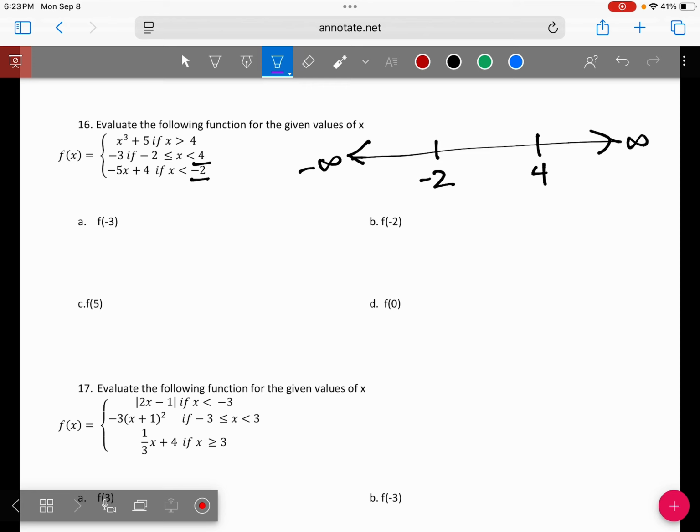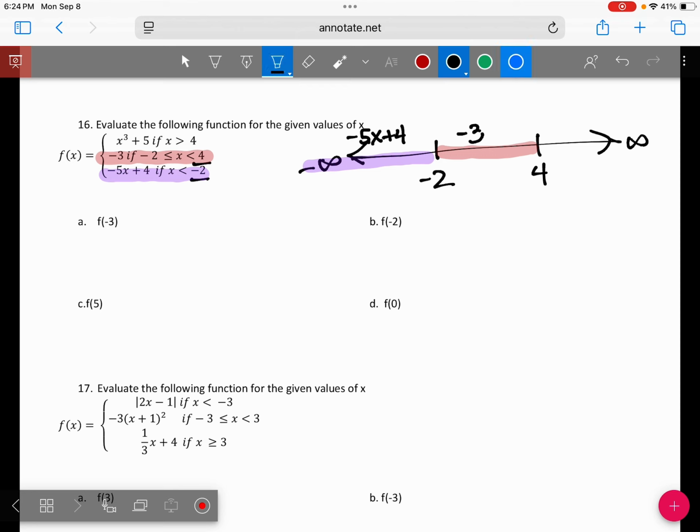And just like in the last graph, I have 3 different functions. So this function is for this piece. Okay, so if I have a number that is less than negative 2, then I'm going to substitute it into the negative 5x plus 4 function. And then I have this one, which is for the middle. So if there's a number between negative 2 and 4, then my answer is simply negative 3.